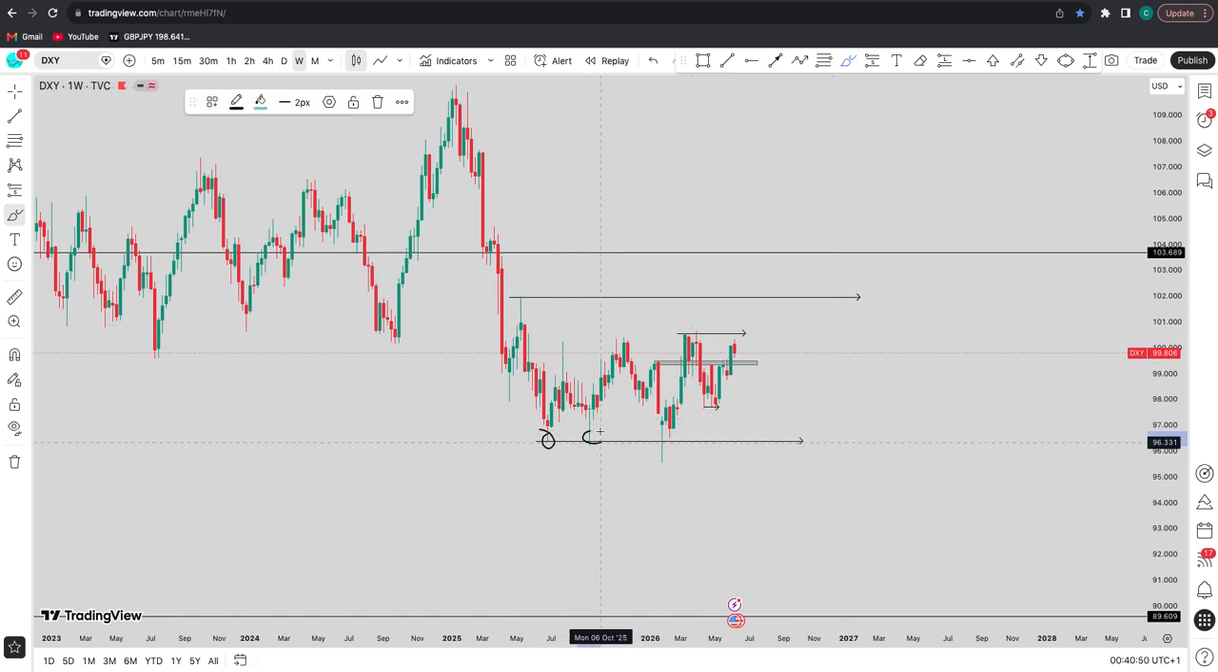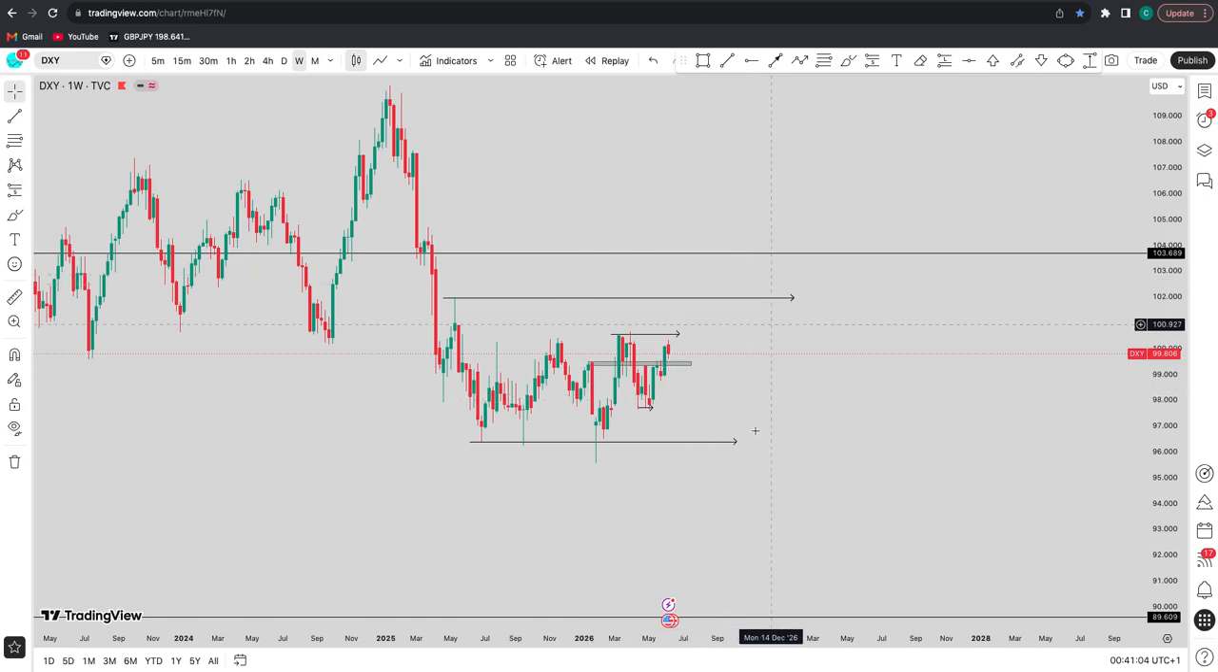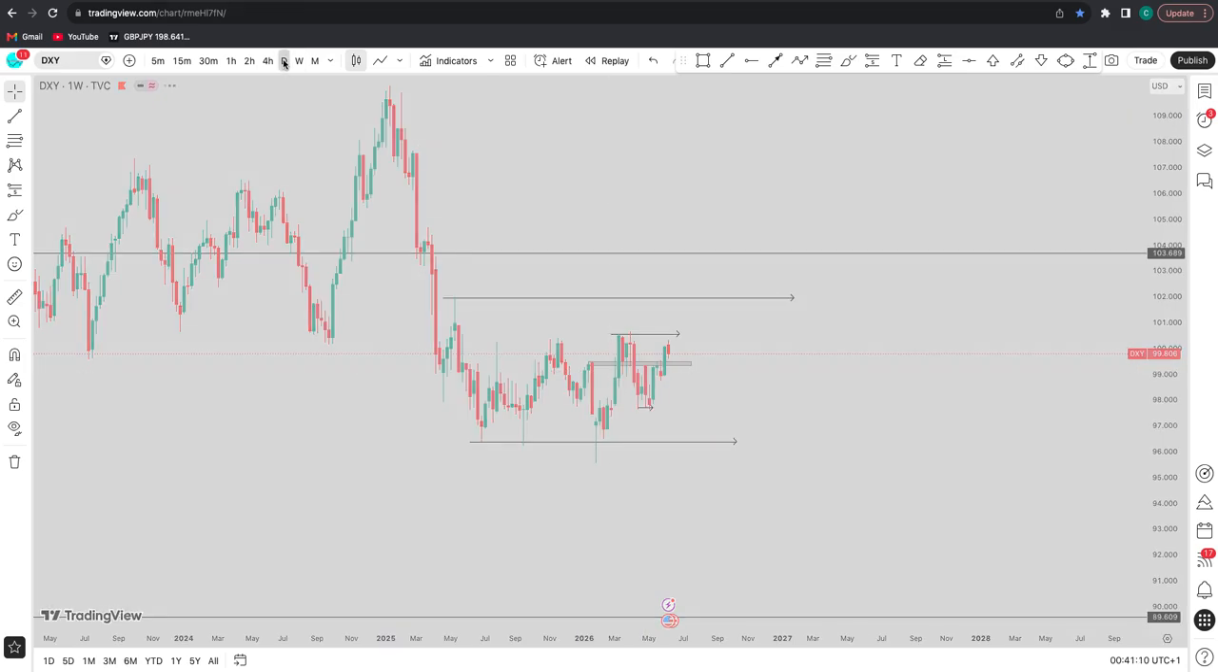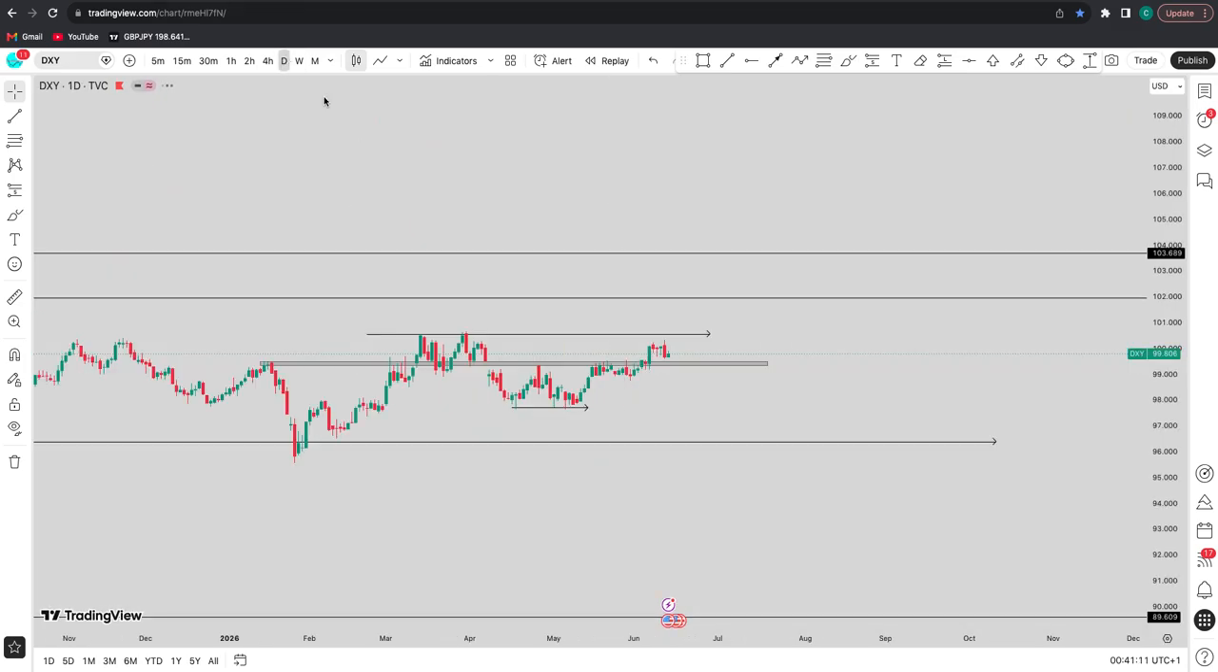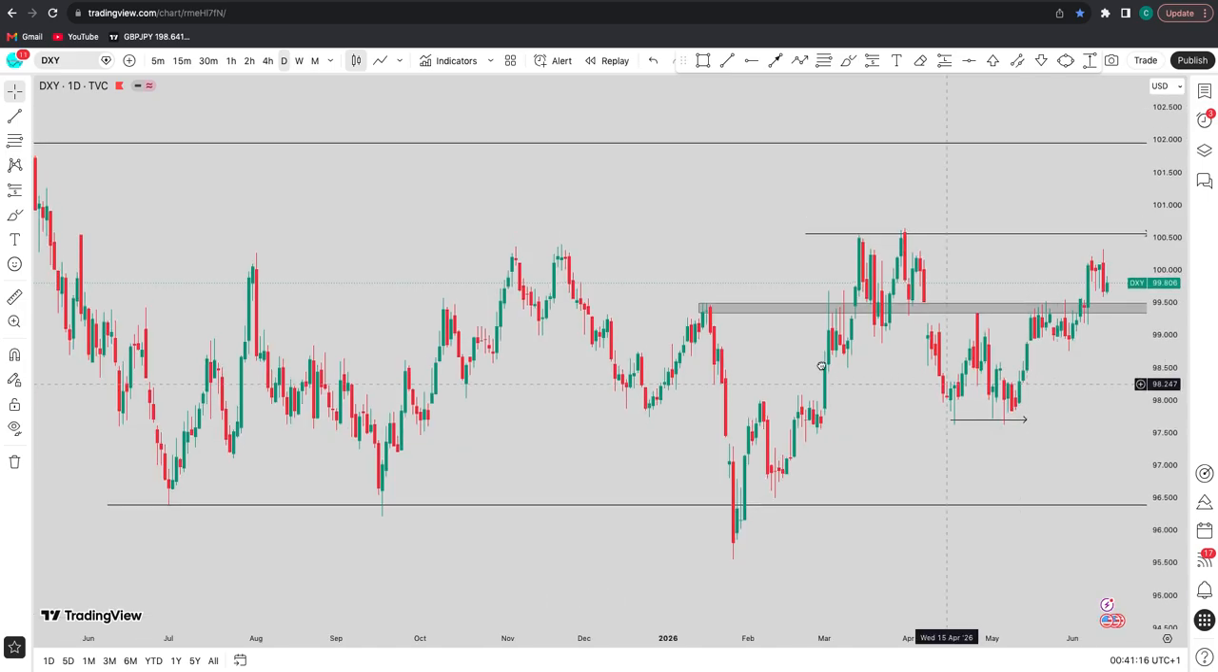On the weekly time frame, we can clearly see that the DXY has rejected this particular zone 3 times. This is like a triple bottom. So we can clearly see that the direction of this market is bullish. So how do we trade with the bullish move? Let's go to the daily time frame and look out for market structure.